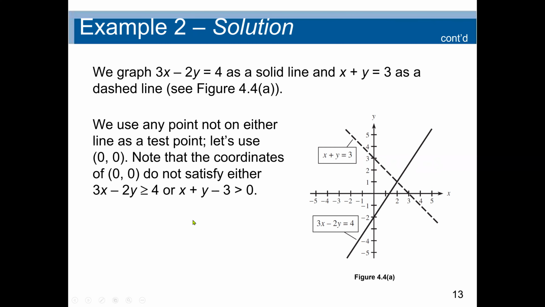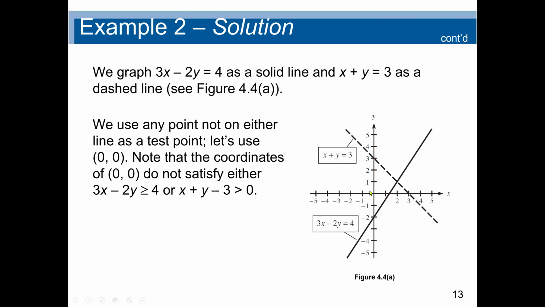So here we can plug in the values and see if the condition is met. If it's 0, 0, we get 0 greater than or equal to 4, or -3 greater than 0. We use any point not on either line as a test, so let's use 0, 0. Note that the coordinates of 0, 0 do not satisfy either equation, or both equations. So we need to go to the next region.